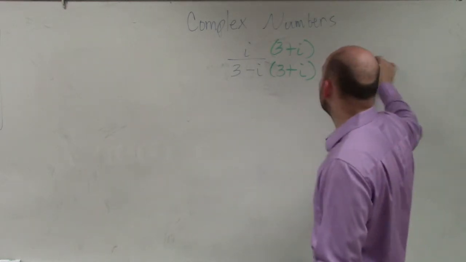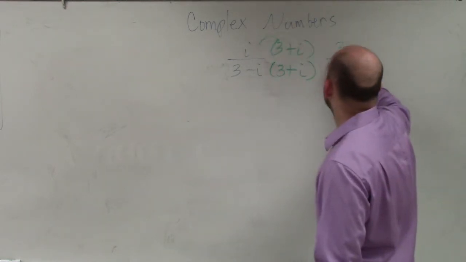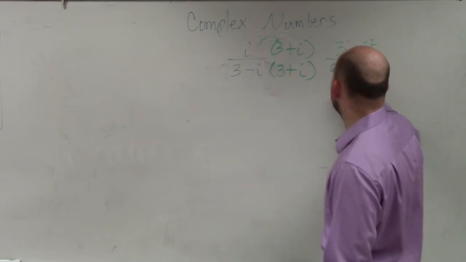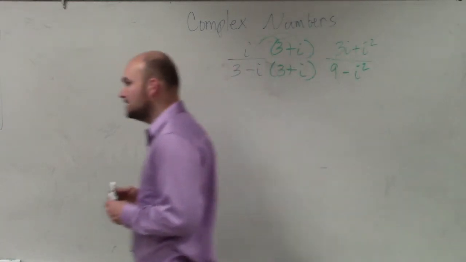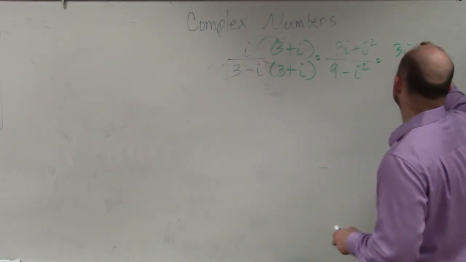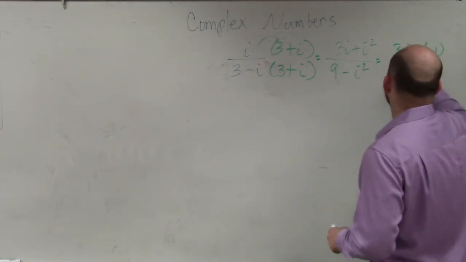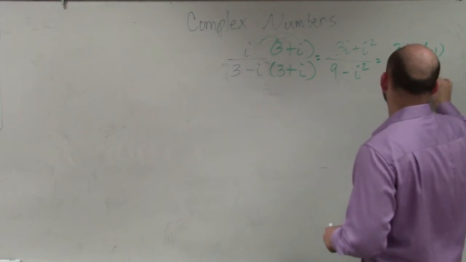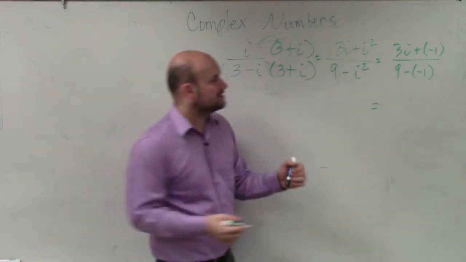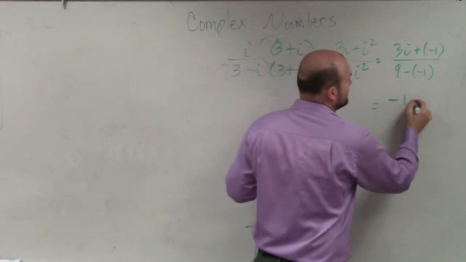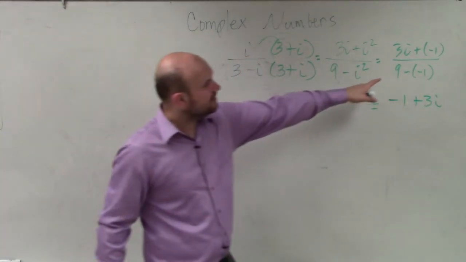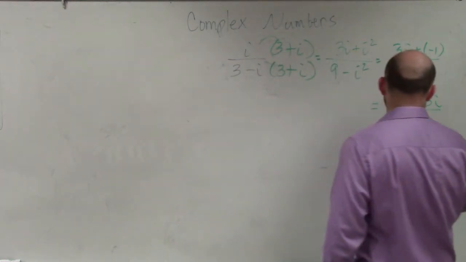So basically, on top, we apply the distributive property. So I have 3i plus i squared. And on the bottom, I have 9 minus i squared. So now I'm just going to rewrite all the i squareds. So I have 3i plus negative 1 over 9 minus negative 1. So 3i plus negative 1, I'm going to rewrite this in standard form. So it's negative 1 plus 3i. Right? Remember, it's a plus bi. And then over here, we have 9 minus a negative 1, which is 10.